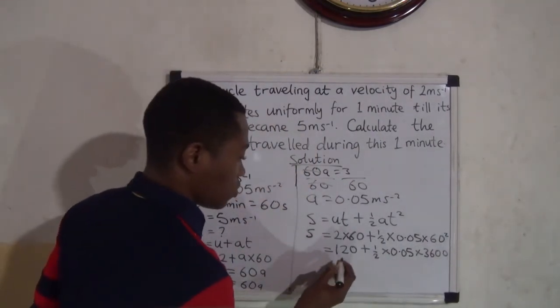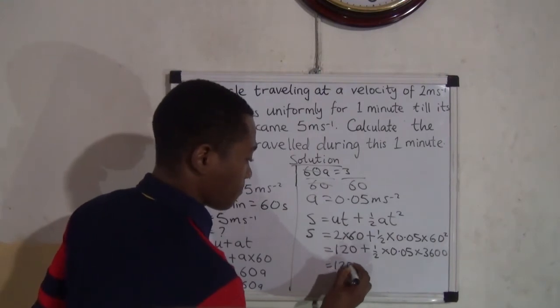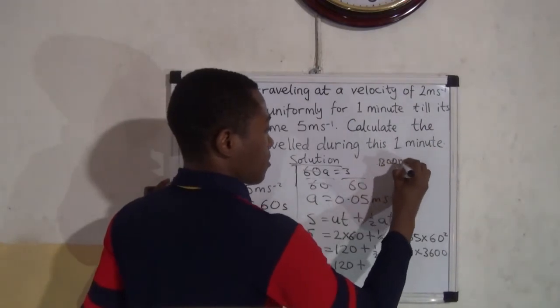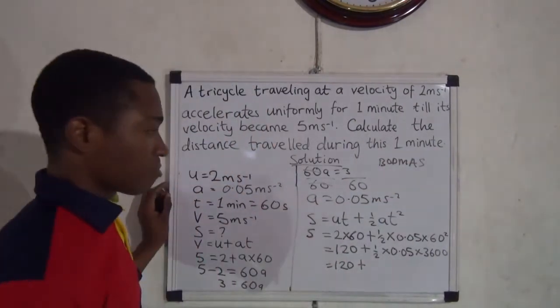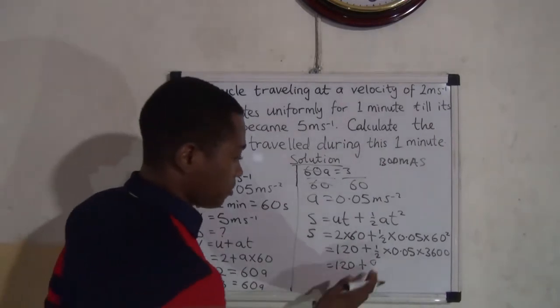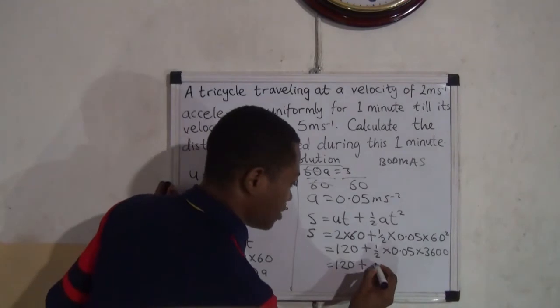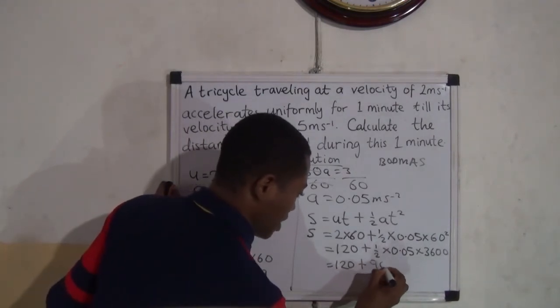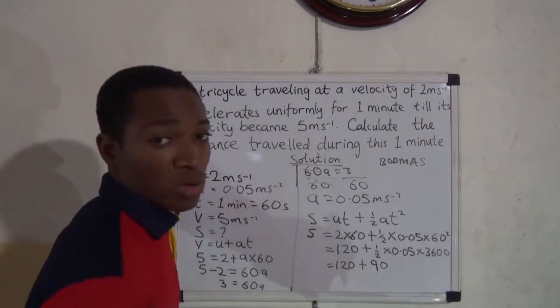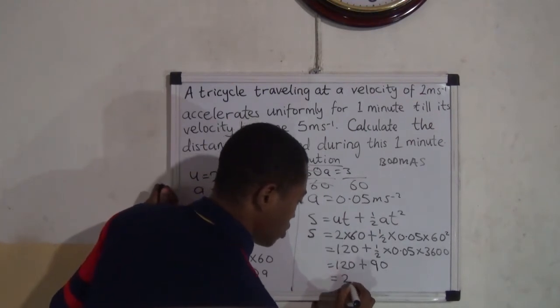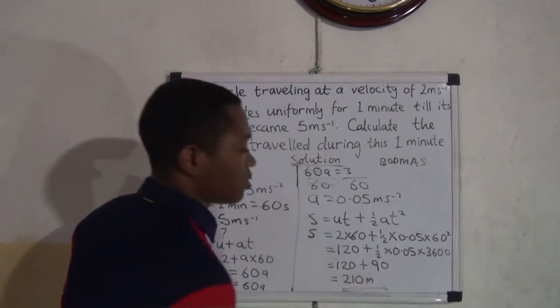This is equal to 120 plus, we are applying our BODMAS. So here, half multiplied by 0.05 multiplied by 3,600, you get 90. 90 plus 120, that will give you 210 meters. That's your answer.